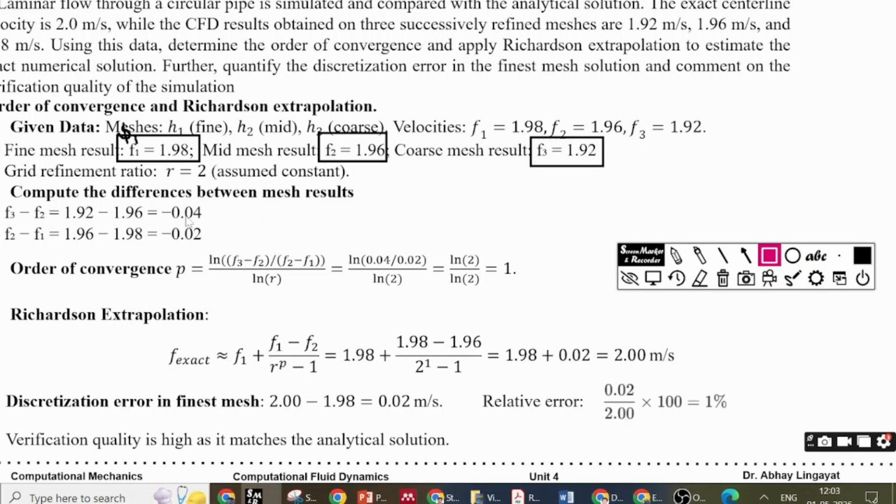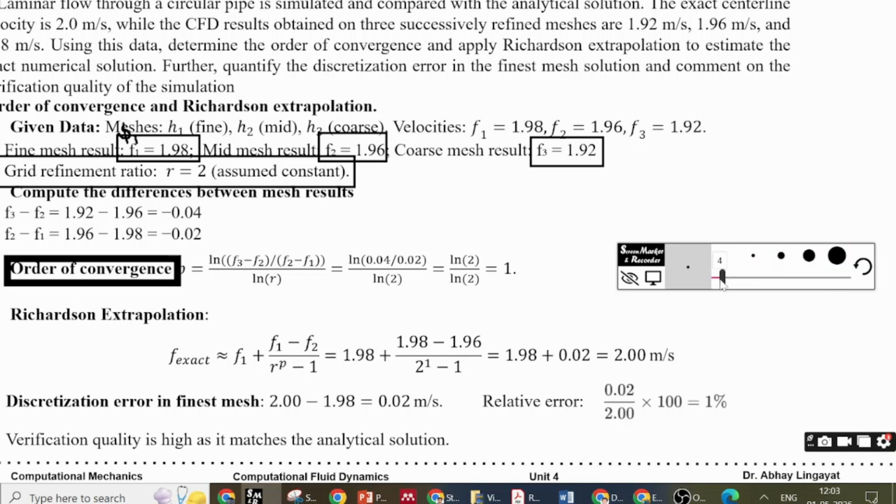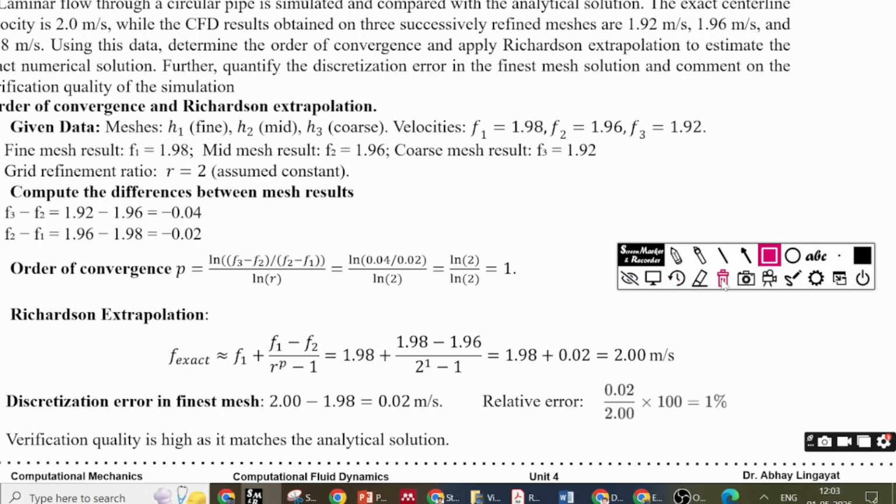And the grid refinement ratio, which we are assuming is 2, that is r, right? So the ratio of coarse mesh divided by fine mesh. So this means each mesh is assumed to be refined by the same factor. So the question is why we calculate the order of convergence that we discussed previously. This order of convergence p tells us how fast the numerical error decreases as the mesh is refined. If the solution improves in a predictable way, then the CFD model is behaving consistently.